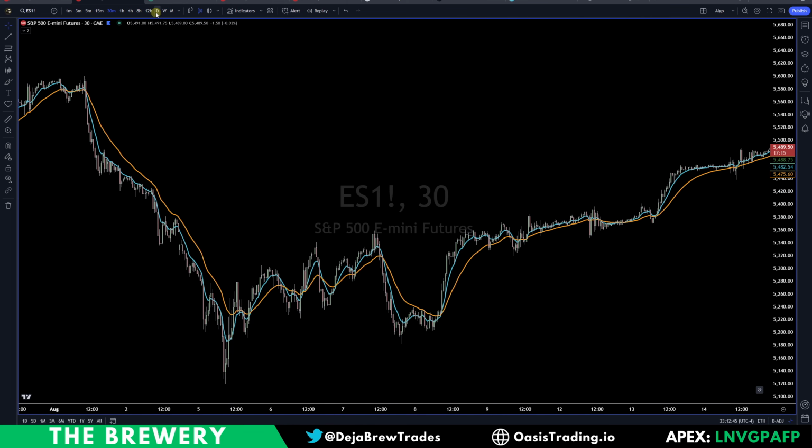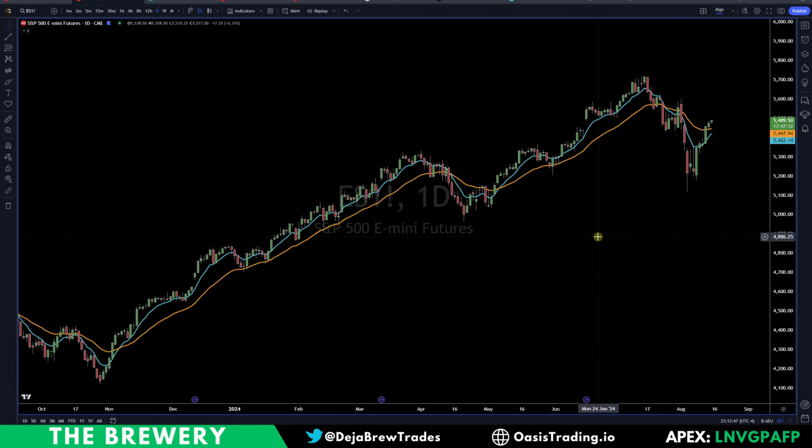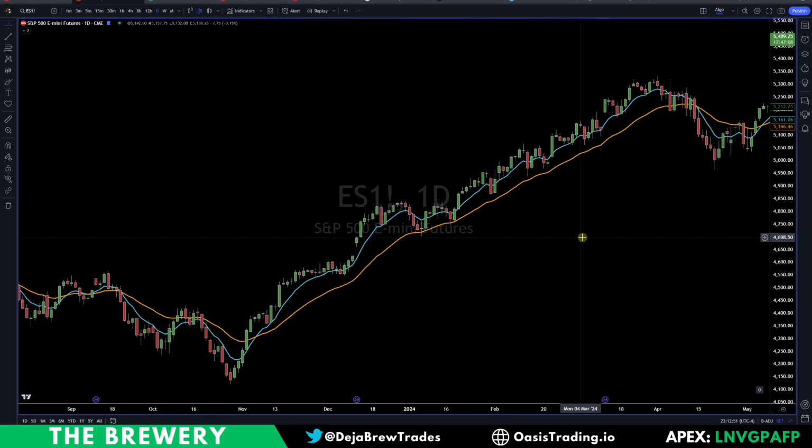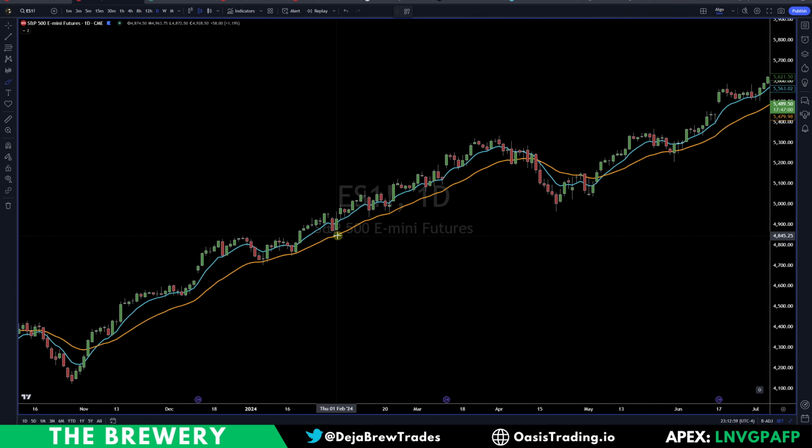Let's take a look at this on the daily. So on the daily, we can see it basically doing the same exact thing on ES. When it's in a very aggressive trend, it stays above that 8. When it's in more of a passive trend, kind of like this one right here, it allows many more tests of that 24.